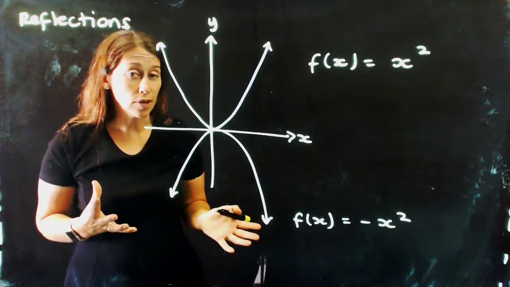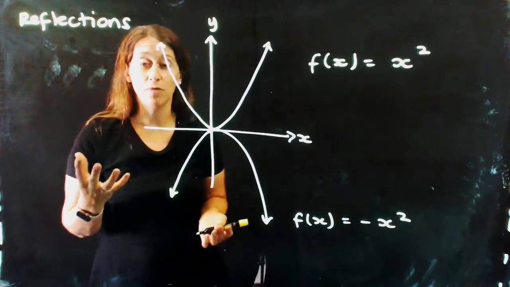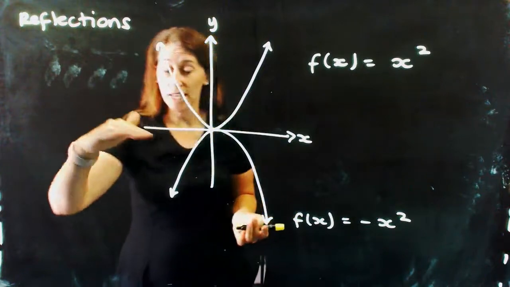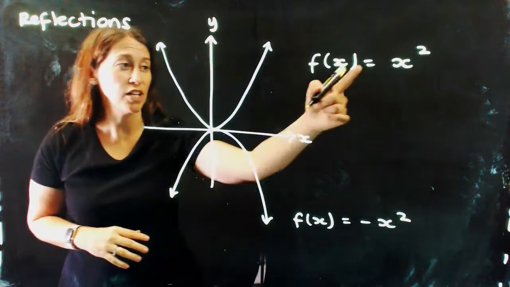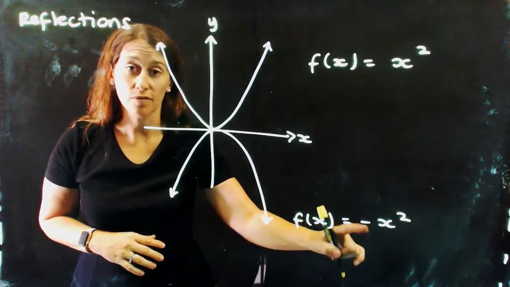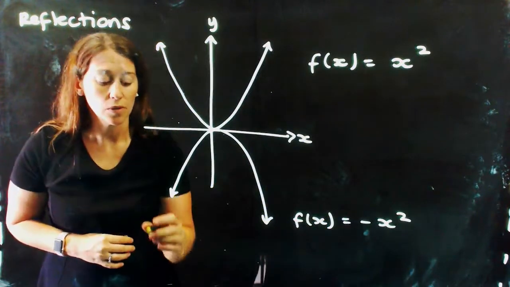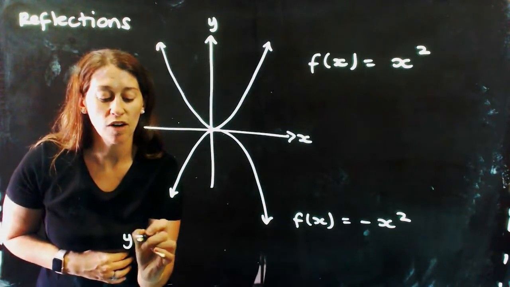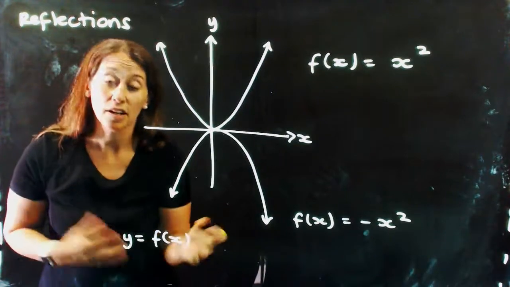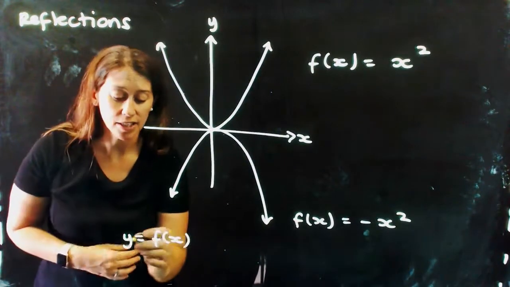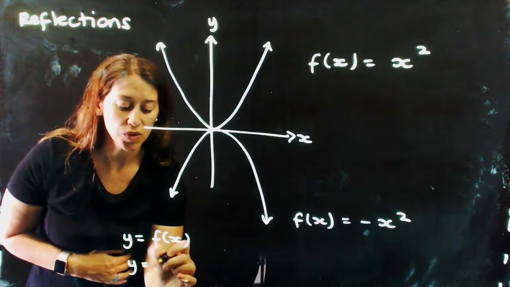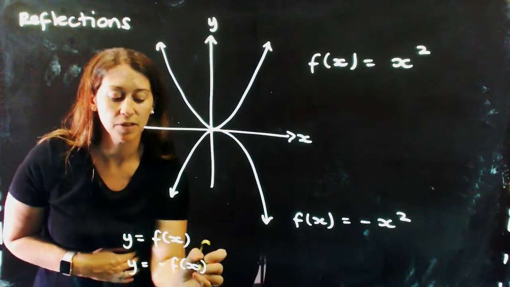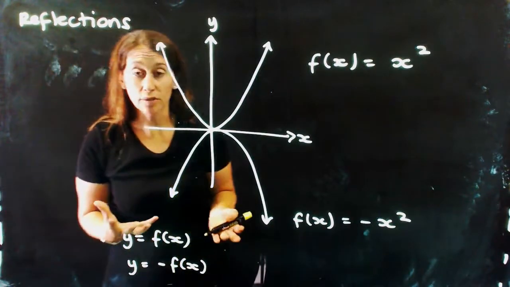Now, if we're going to generalize this, every graph can be reflected along the x-axis just by changing the outside of the function to a negative. So, for example, if the graph y equals f of x is going to be reflected, it becomes y equals negative f of x. And that just generalizes. So I could do that with any function.